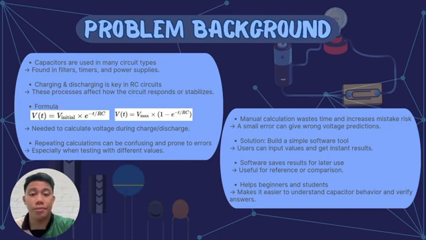The next point is that repeating calculations can be confusing and error prone, especially when testing with different values. Manual calculation takes time and increases the risk of mistakes. A small error can lead to an incorrect voltage prediction.